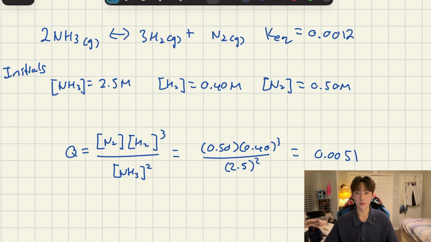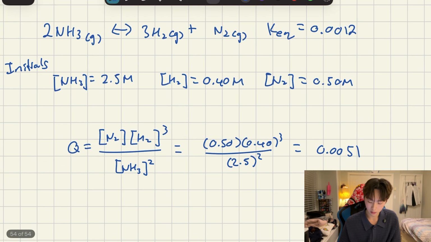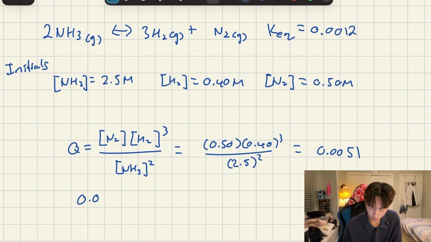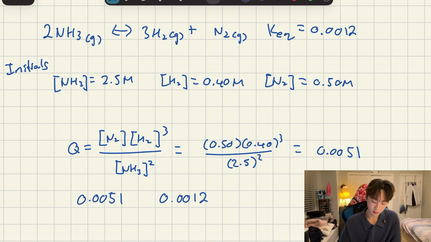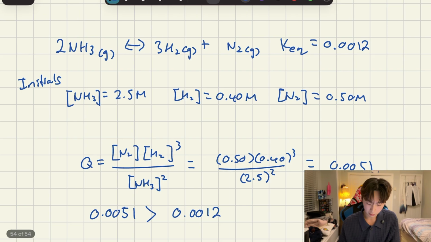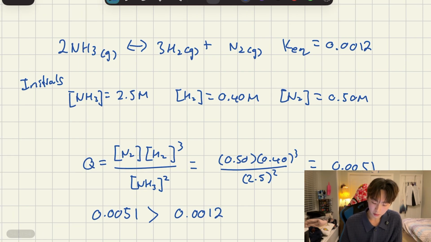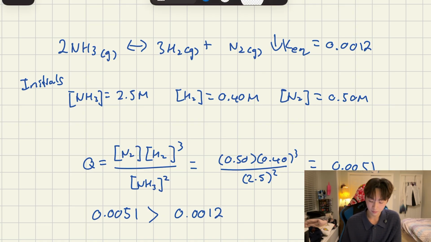So now we can find out which way the equilibrium will shift to achieve equilibrium. So what we do is we compare our Q and our KEQ. So which one is bigger? We can see that Q is clearly bigger than KEQ. So what the system is going to do is try to decrease Q to turn it into KEQ. So we look here. If we want to make Q go down, what do we have to do? We have to decrease the products or increase the reactants, right?